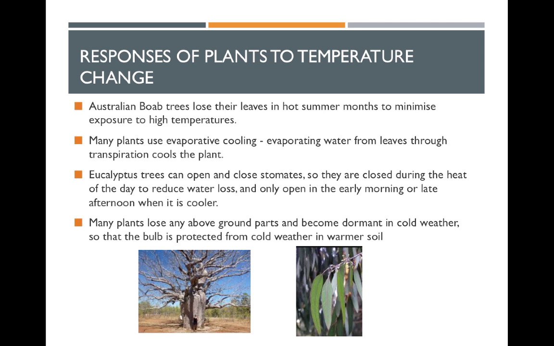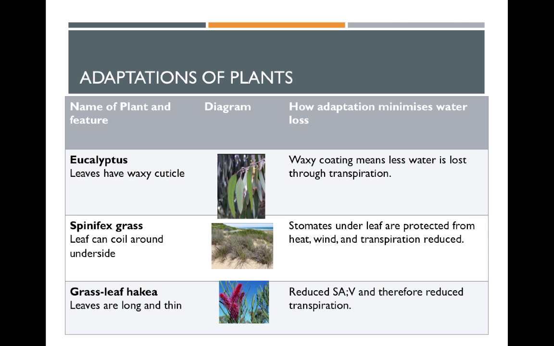Many plants also lose any above ground parts, okay? So all the bit of the plant above the ground will die off during winter time, and this bulb still survives underneath the ground, but it's protected from the cold weather in the warmer soil. So that provides a bit of a protection, and that's in response to cold weather rather than warm weather. So that's the first dot point, okay? Some responses of plants to temperature change.